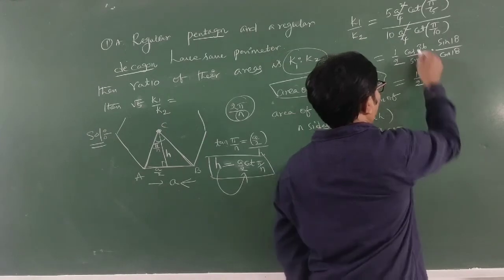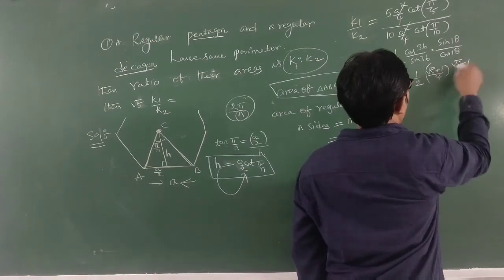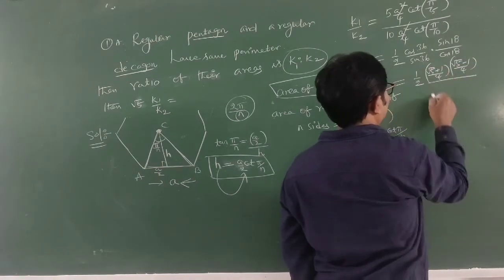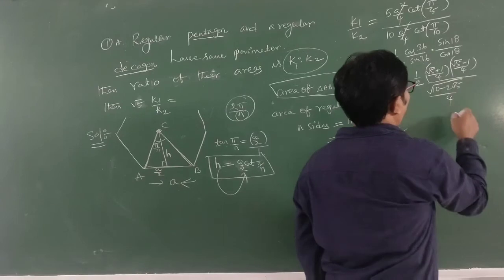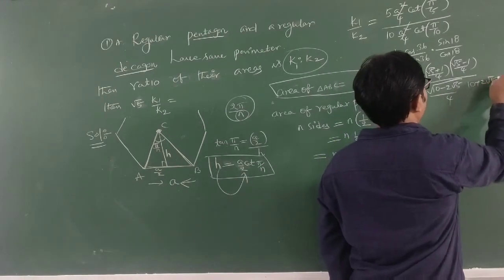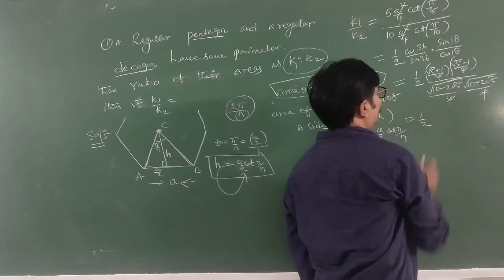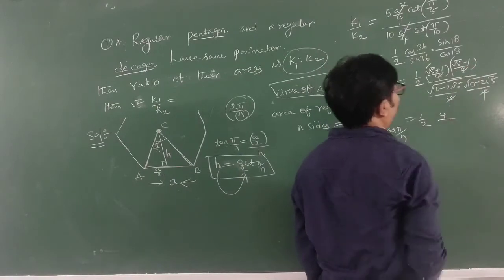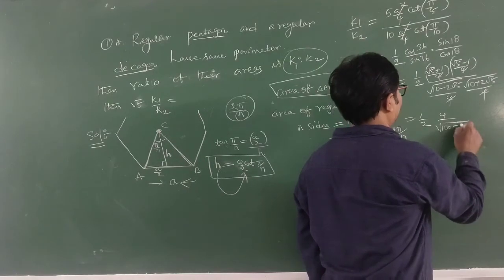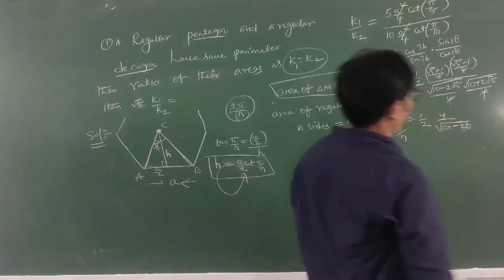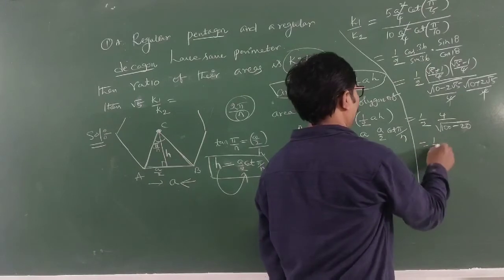So 1 by 2 cos 36 is root 5 plus 1 by 4, and this is root 5 minus 1 by 4. Sin 36 is root of 10 minus 2 root 5 by 4, and this is root of 10 plus 2 root 5 by 4. So 4 times 4 is 16, which cancels. 1 by 2 into a square minus b square, that is 100 minus 20.